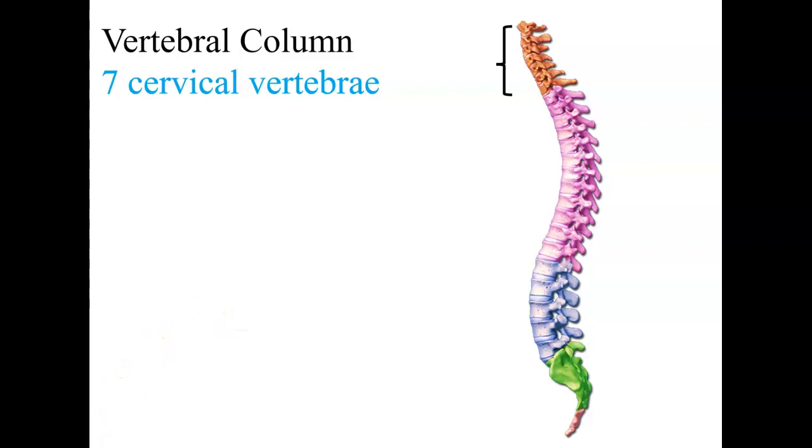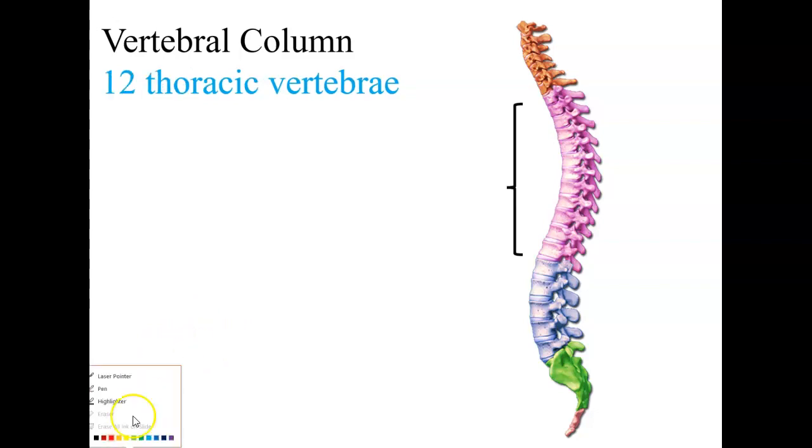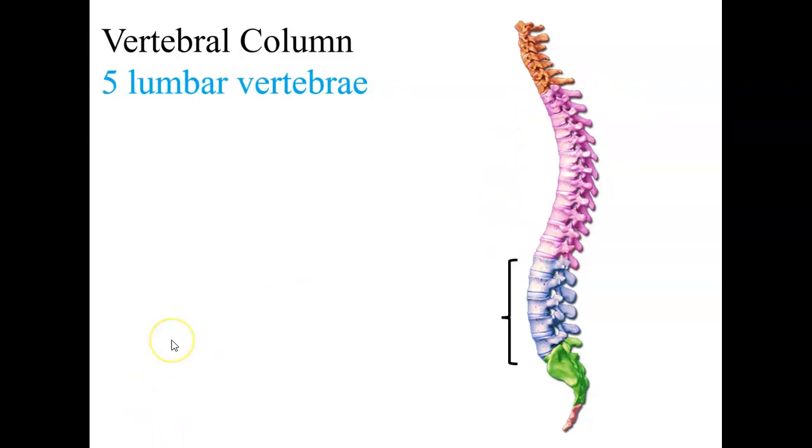So the first 7 vertebrae are called cervical vertebrae. The next 12 vertebrae are going to be called thoracic vertebrae. So the first thoracic vertebra is going to be called T1, and then we have T2, T3, etc., all the way through the 12 thoracic vertebrae. And these are found in your thoracic region. That's why they're called thoracic vertebrae.